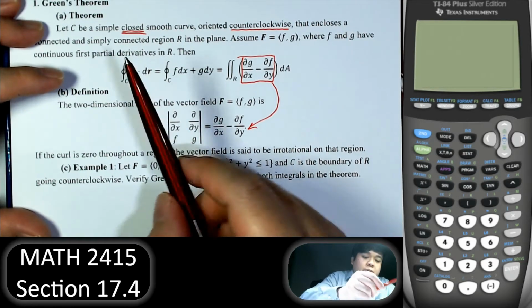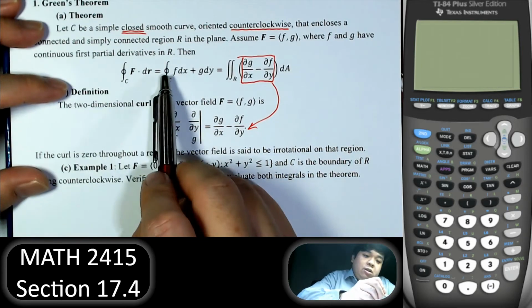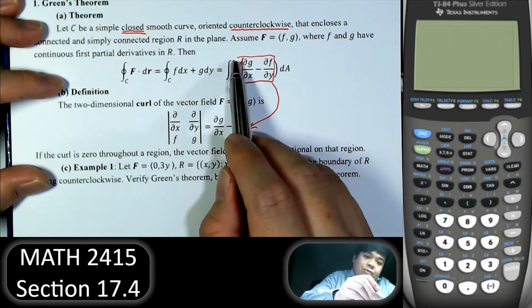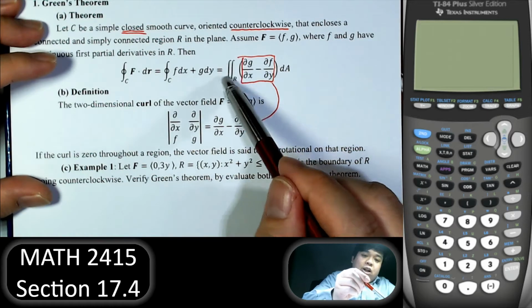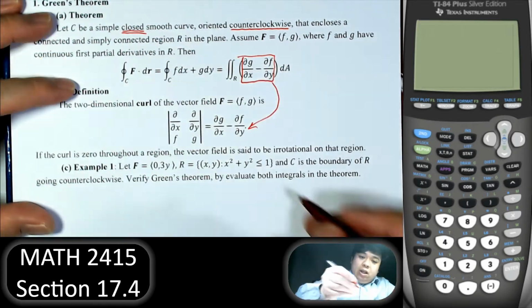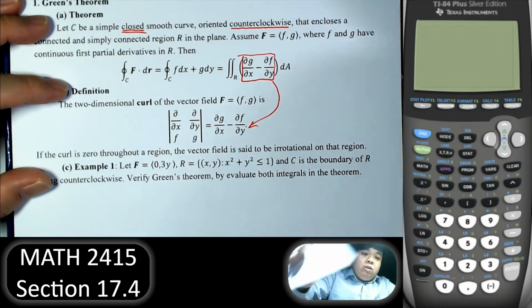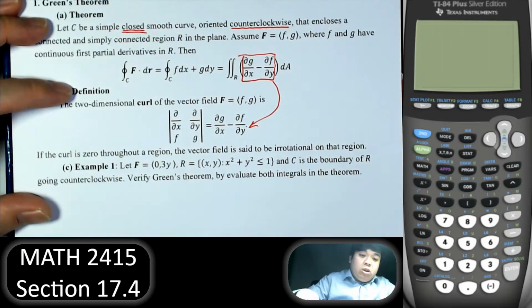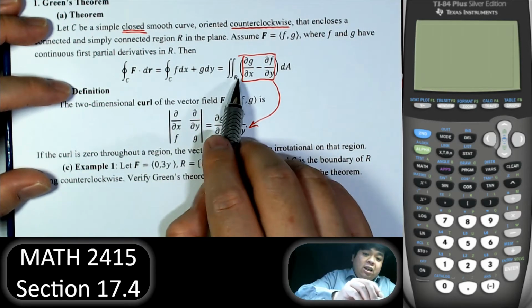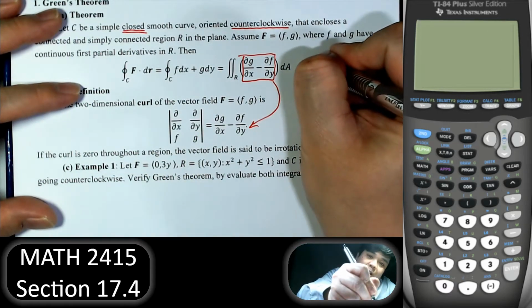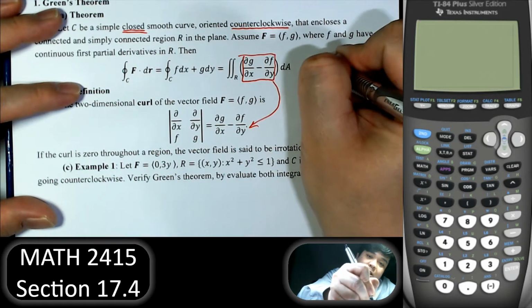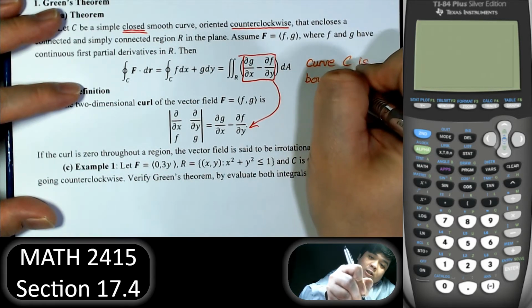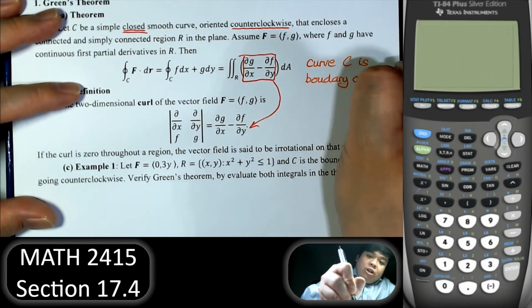Right. So the Green theorem says that the line integral on a closed curve is equal to a double integral over the interior. Along with the fact that the vector field is two-dimensional and the curve is closed, there's also one more important thing, which is that C is the boundary of R. So the curve C is the boundary of the region R.